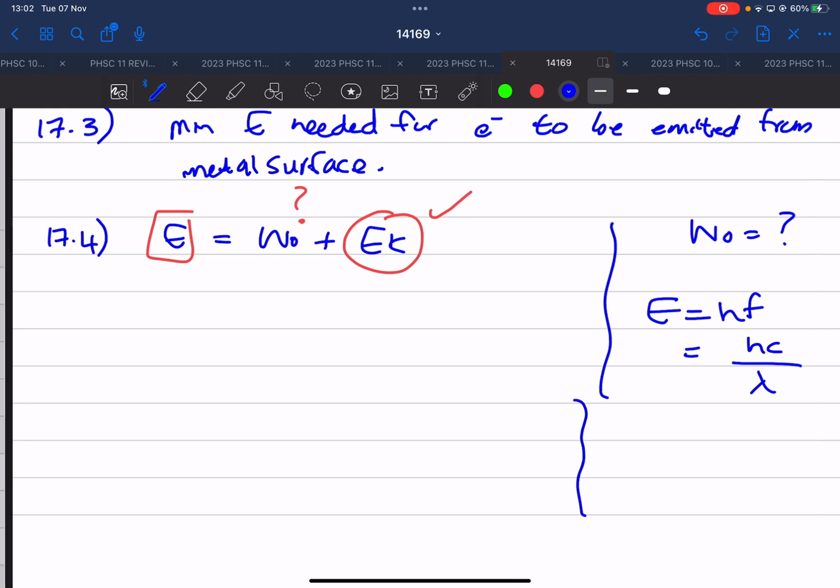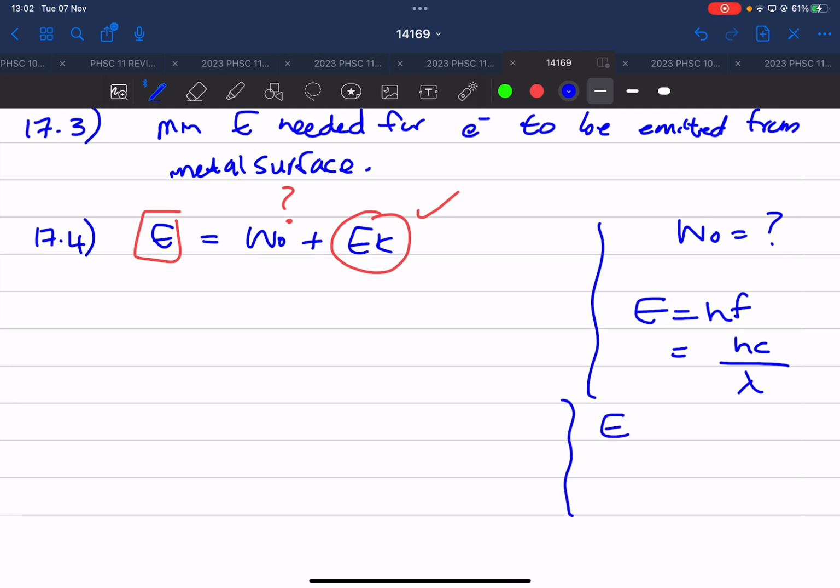So there we have what? We have kinetic energy to be 8 times 10 to the power minus 19, and we have the wavelength to be 1.5 times 10 to the power negative 7.